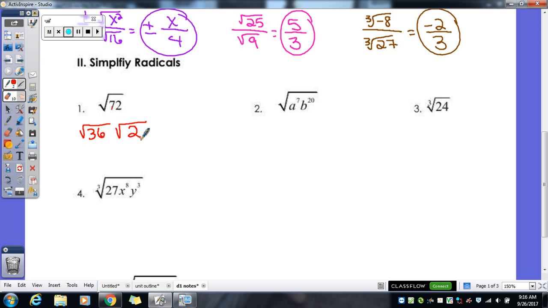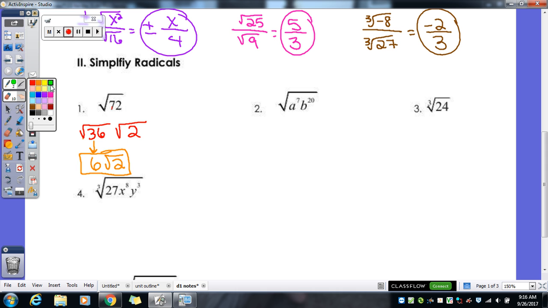So now 36, as we said, is a perfect square. What's the square root of it? So that comes out as a 6. 2 stays under the radical because we cannot take the square root of a 2 because it's not a perfect square. It would be this long, never-ending decimal. So 6 square root of 2 is our answer.